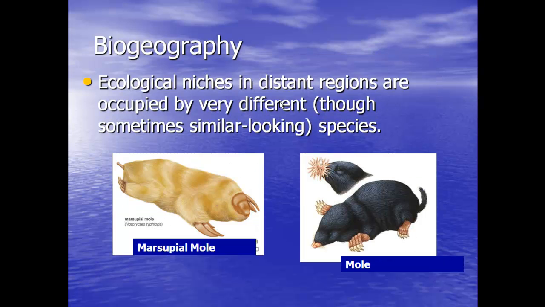What is also true of biogeography is that organisms that are not closely related to each other but occupy similar ecological niches in similar environments can evolve to look more like each other, even though they are distantly related. For example, here the marsupial mammal mole, found in Australia, lives in a similar environment to the eutherian mammal mole in North America, yet they are distantly related.